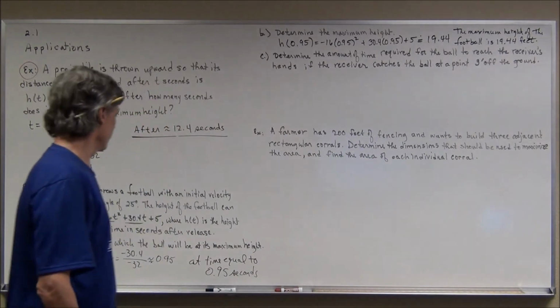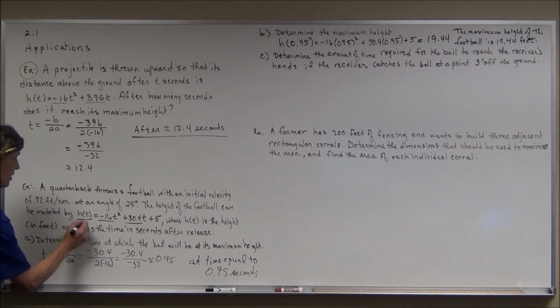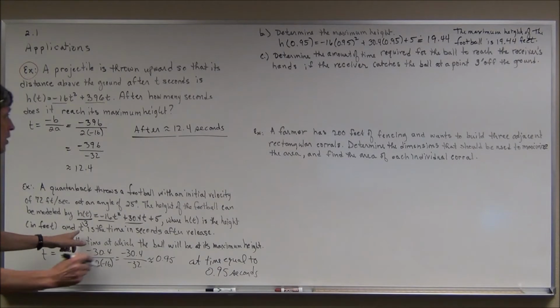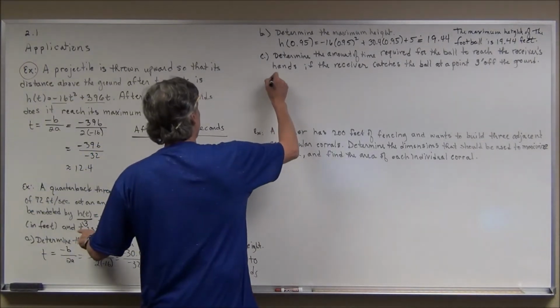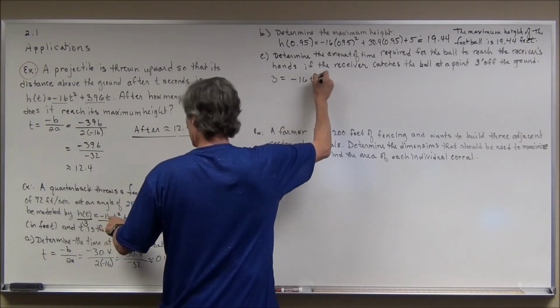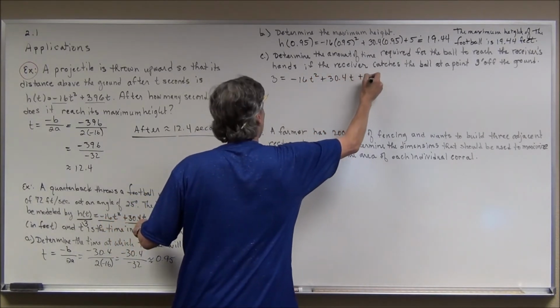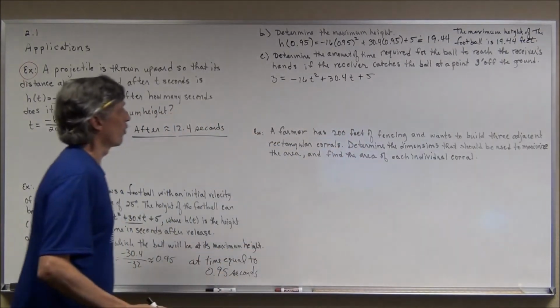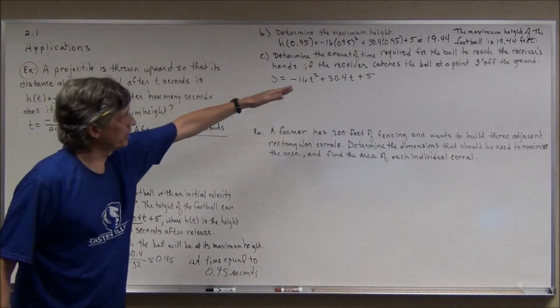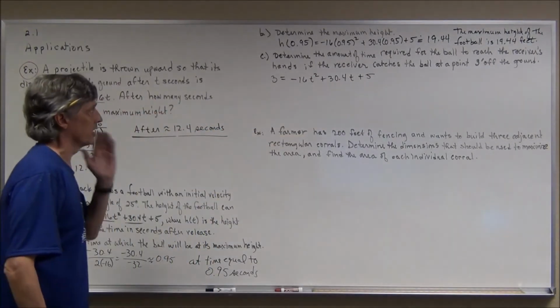Well, if 3 feet is off the ground, that means what we want here is we want to know when this equals 3, when the height is 3. So what I'm going to do is write 3 equals negative 16t squared plus 30.4t plus 5. That's the height formula, and the height is 3 because that's when he catches the ball. So we want to know what t is, when the time is that he catches that ball.